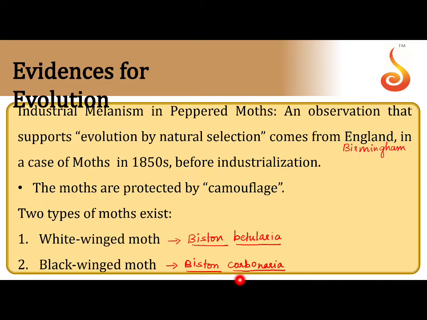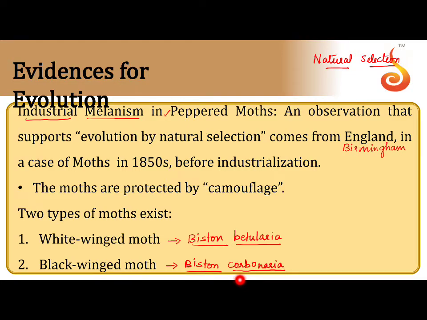One example of natural selection is industrial melanism. Now, during industrialization, before and after that, there were a lot of changes observed in nature. One such change was in terms of the peppered moth.